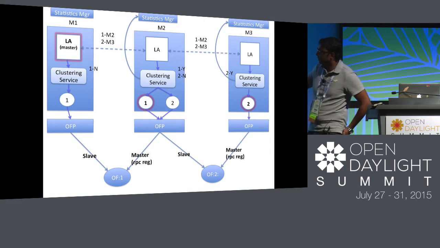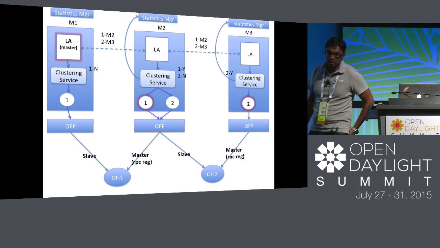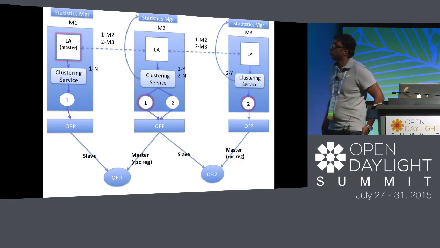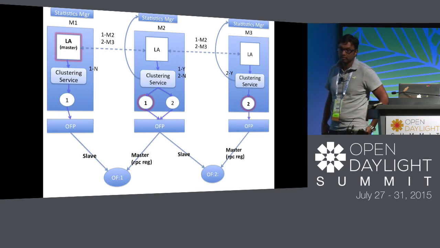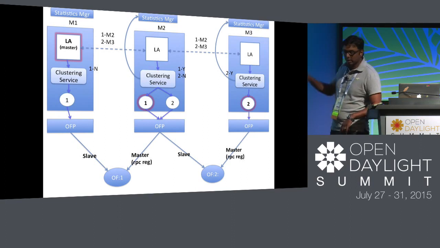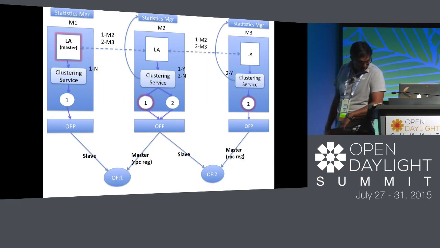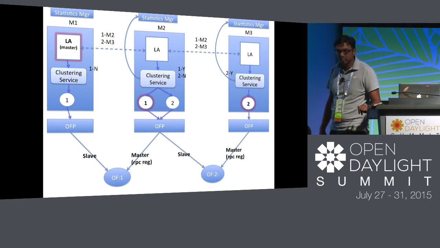But my point is, why would you ever want an app that doesn't co-locate with the master? Assuming that you're talking OpenFlow. Maybe you have some other thing, but this is not OpenFlow specific.